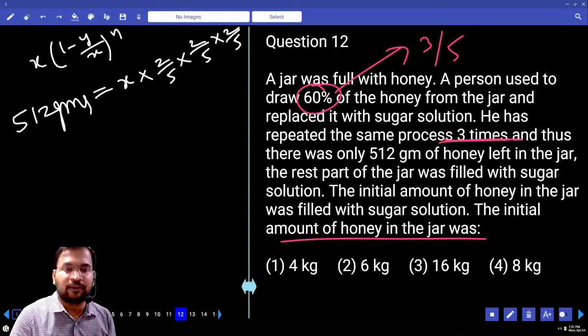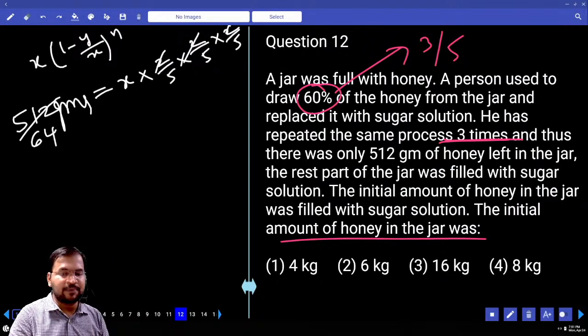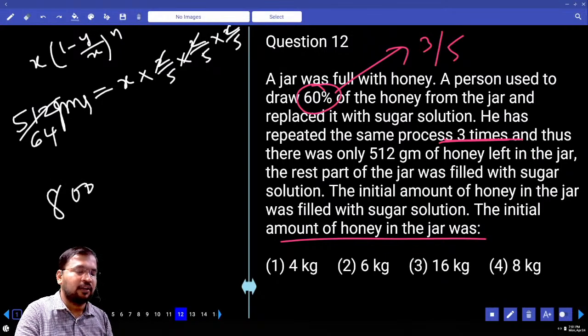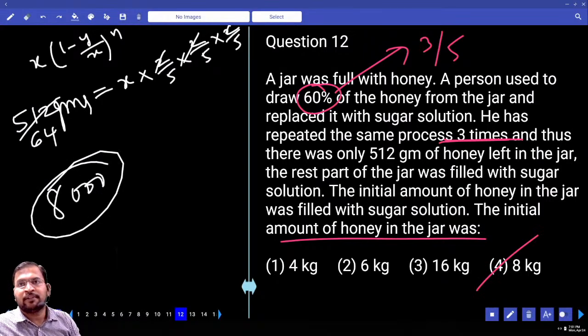X value we need to find out. Tell me, 2 ones are 2, 2 ones are 2. Total is 8, no? 8 how many times? 64 times. 5 into 5 into 5 is 125. 125 into 64 times is 8,000. 8,000 grams is nothing but 8 kg.